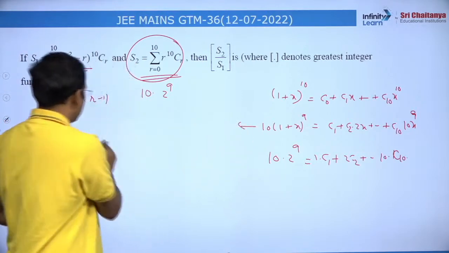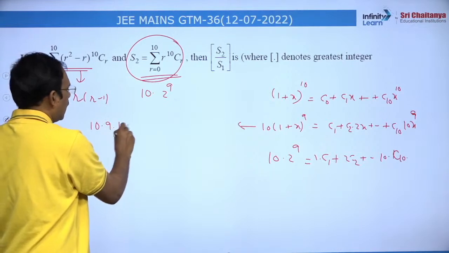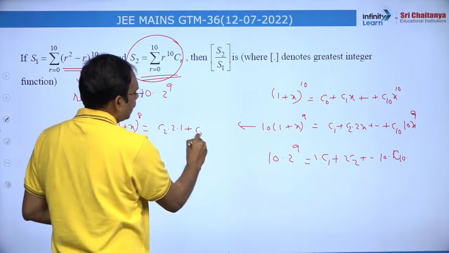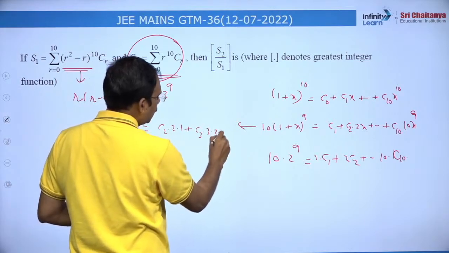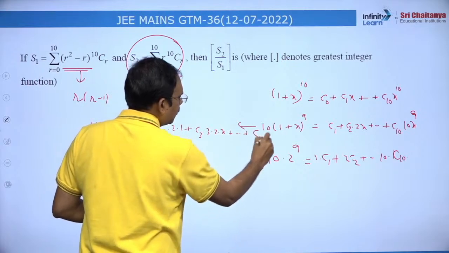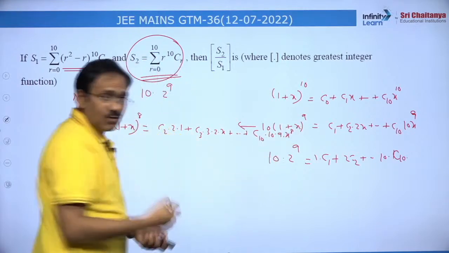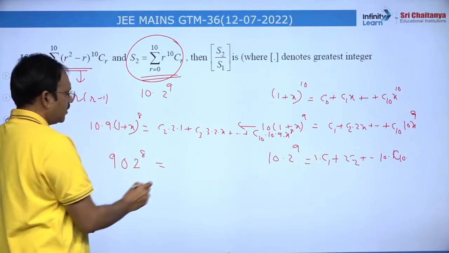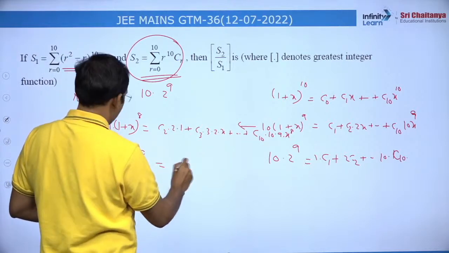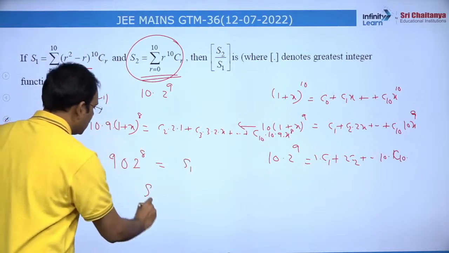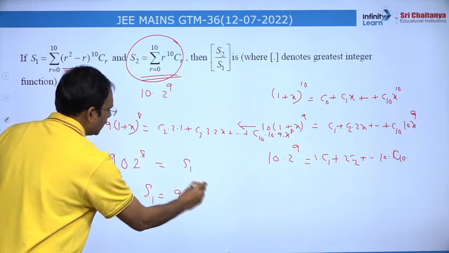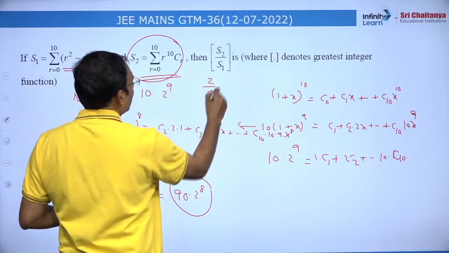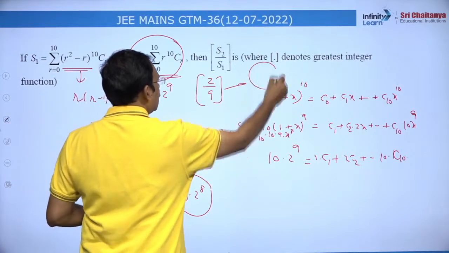Here itself you take the second derivative: 10 into 9 into (1 plus x) whole power 8 is going to be C2 into 2 into 1 plus C3 into 3 into 2 into x and so on up to C10 into 10 into 9 into x power 8. Now you put x is equal to 1, this gives 10 into 9 into 2 power 8, which is going to be S1. So S1 is nothing but 90 into 2 power 8. So friends, S2 by S1 will give you 2 by 9, which gives the answer.